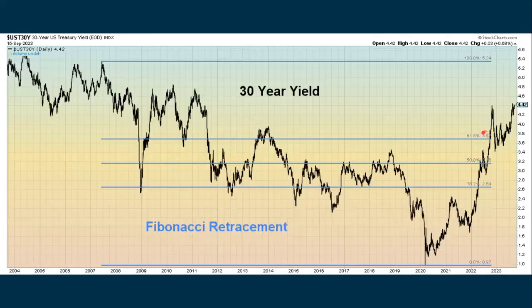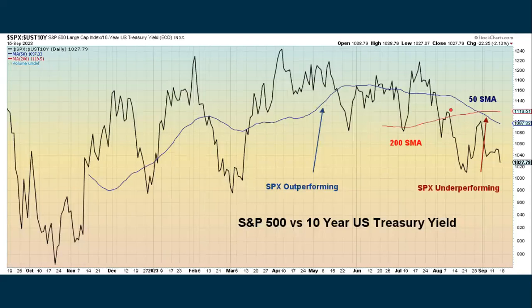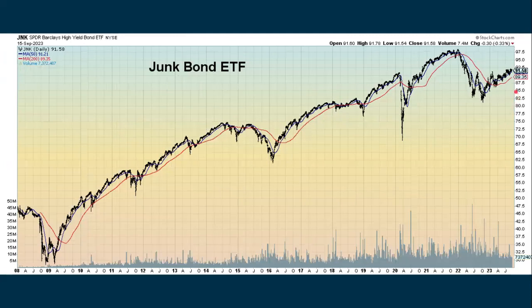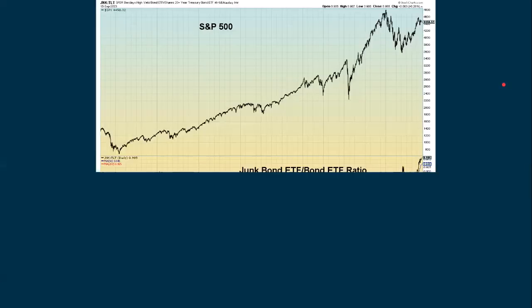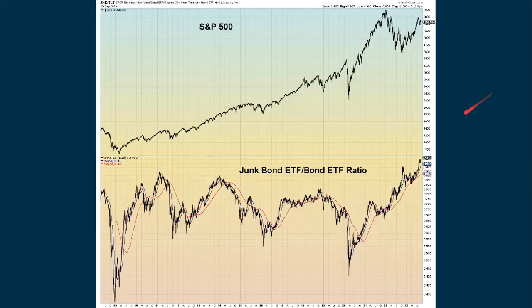Looking at the 30-year yield, where we're above the 61.8% retracement level and not really showing anything when we look at the Fibonacci levels. We're looking at the S&P 500 and comparing it with the 10-year yield, where it had been outperforming. Well, now the S&P is starting to underperform the rise in interest rates, as we're seeing pressure in stocks as interest rates are going up. Looking at the junk bond ETF, still in a solid uptrend. We compare junk bonds with government bonds, and junk bonds are really outperforming.